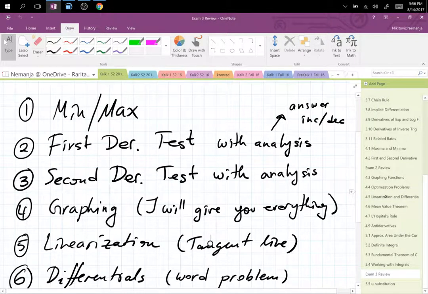Hello and welcome back to Calculus 1. We have exam 3 review. So we already went over the list. It's on chapter 4.